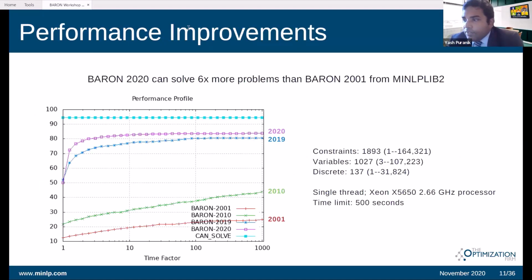Of course, all of this work has led to consistent improvement in Barron's performance. Here I have the results of different versions of Barron on problems in the MINLP lib. This is a standard test library of mixed integer nonlinear programming problems, and it has problems of various sizes. Some are extremely small with one constraint or maybe one discrete variable, and some of the largest ones have hundreds of thousands of constraints and variables.